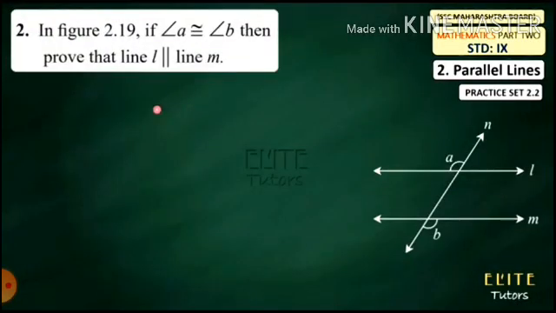Come to question number 2. In figure 2.19, angle A is congruent to angle B. Here, angle A is like this and angle B is like this, making a Z shape, and Z shape angles are alternate angles. Here we will prove line L is parallel to line M. Students, A is this. Here, if some angle were given, we could prove the corresponding angle, but here no angle is given.